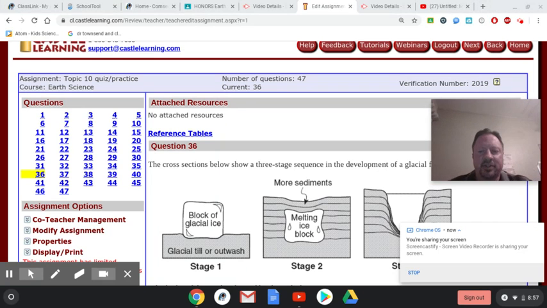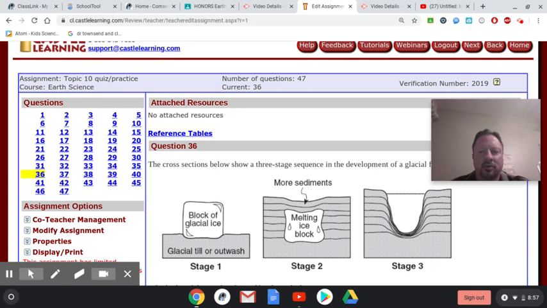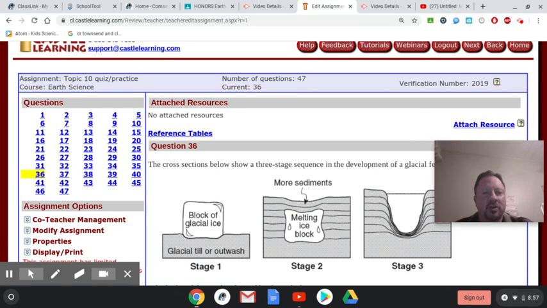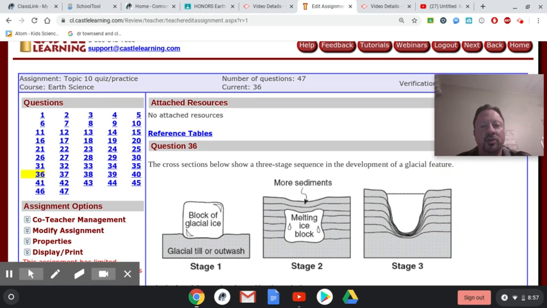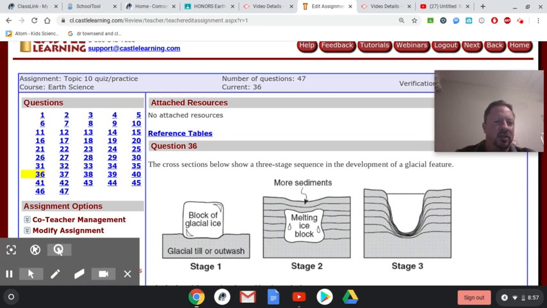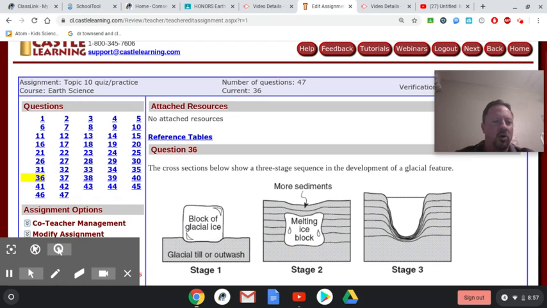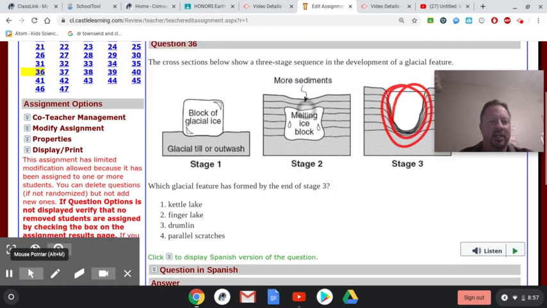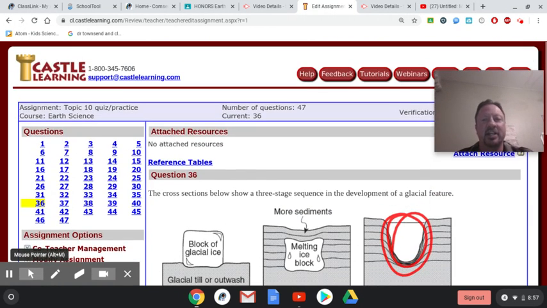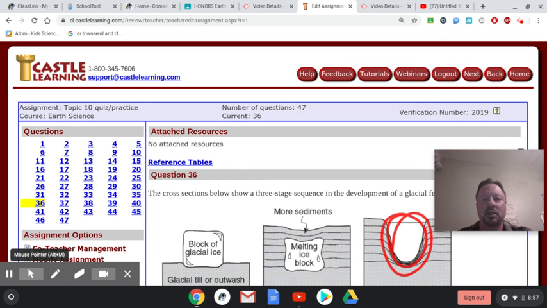So 36. Oops, let me get rid of that. The 36 cross section below shows a 3-stage sequence for the development of a glacial feature. What glacial feature? It starts as a block of ice, starts eroding a hole, and then the melted water becomes a lake. It is a type of lake. What kind of lake is it? It is not a finger lake. It's a kettle lake. Kettle lake.